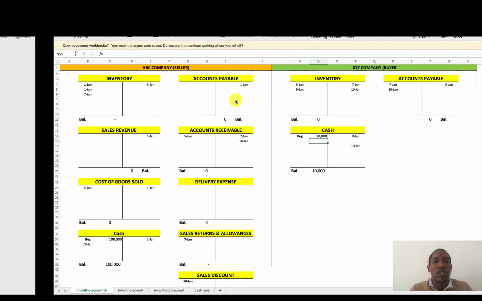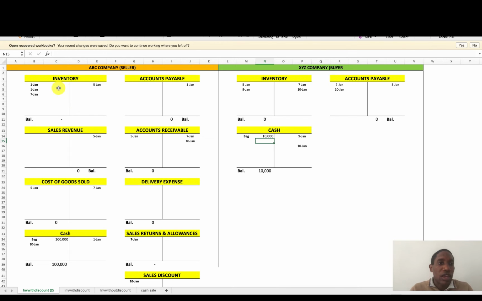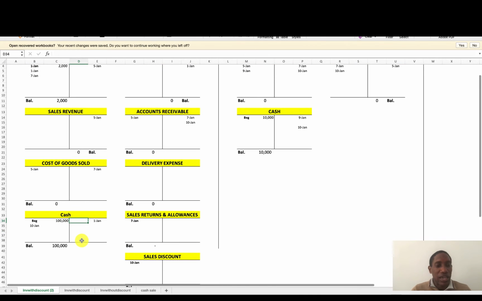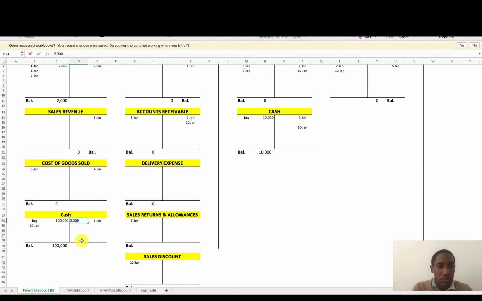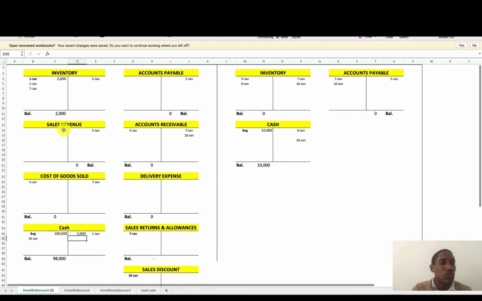All right, so I'm going to go over here to ABC, and I'm going to debit inventory for $2,000. Now notice the balance in the inventory account. I'm going to assume the inventory account is 0. The balance goes up to $2,000, and then cash, here's my balance in cash. I'm going to credit cash for $2,000. And then when I do that, you'll see the cash balance goes down. And that's just because I have the formulas in here.